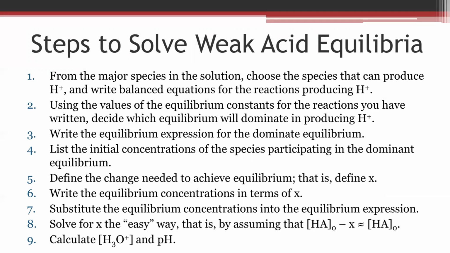So when we look at the problems, we're going to look at the major species in the solution, and then write the balanced equation so that we can figure out where the H plus is coming from. Then we use the values of the equilibrium constants for the reactions to decide which will be dominant in producing the hydronium or the hydrogen ion, the proton. So then we'll be able to write the equilibrium expression.